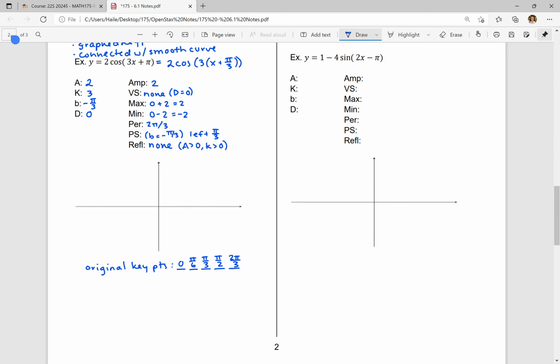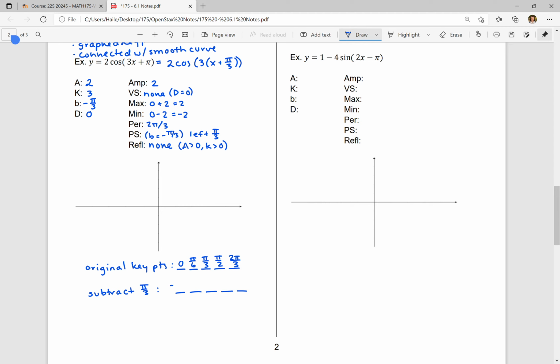However, we want to shift each of these left pi over 3. So to get our actual labels, we're going to subtract pi over 3 from each of these key points. So I'm going to draw 5 new blanks, and I'm going to subtract pi over 3 from each of these numbers.